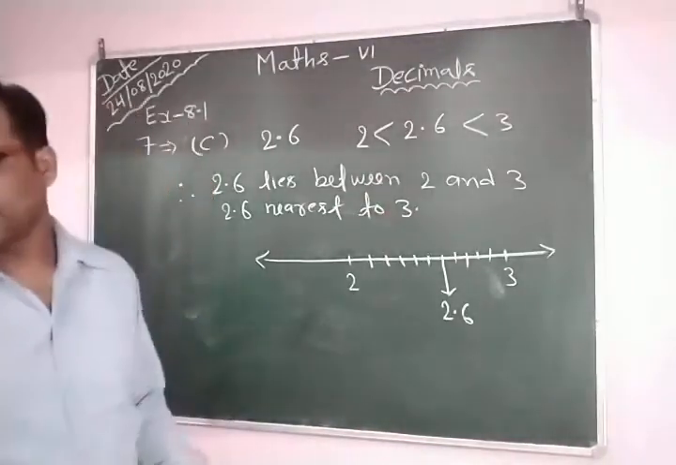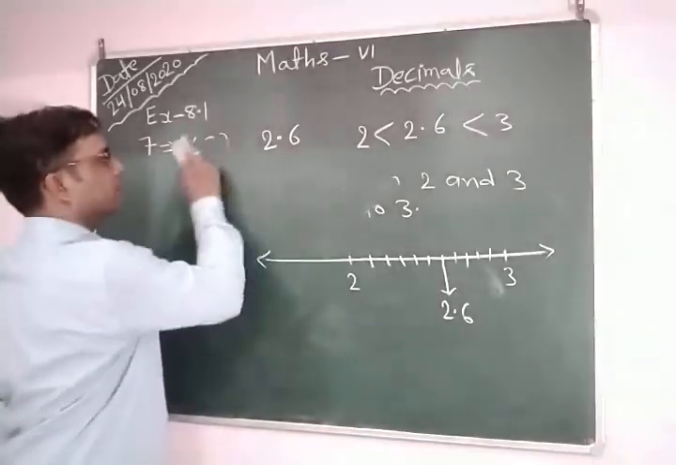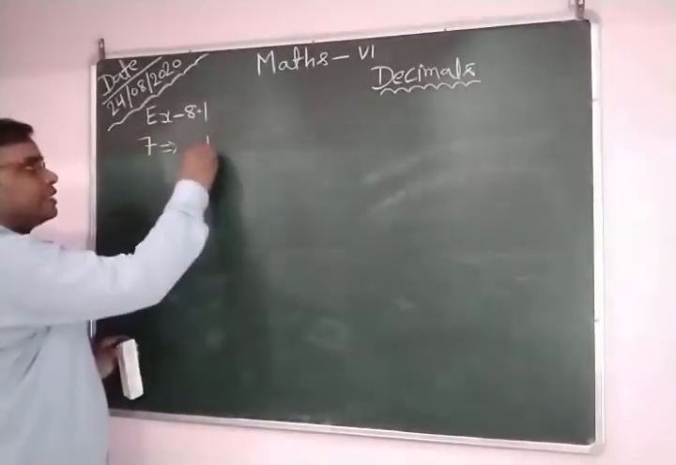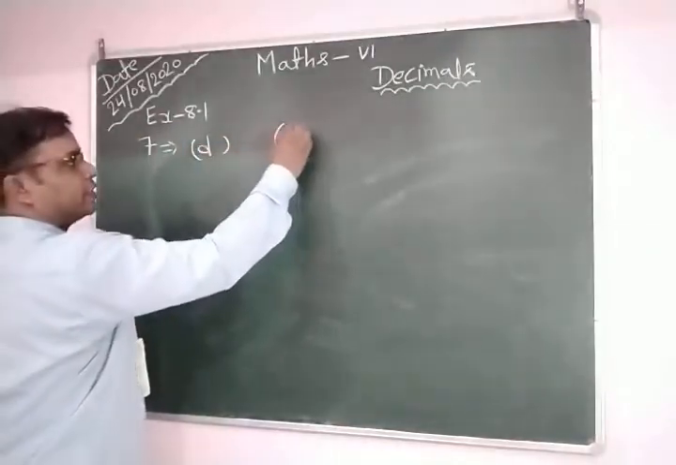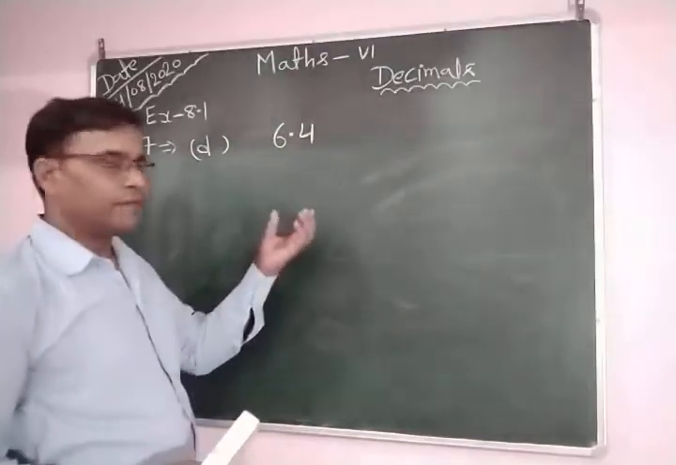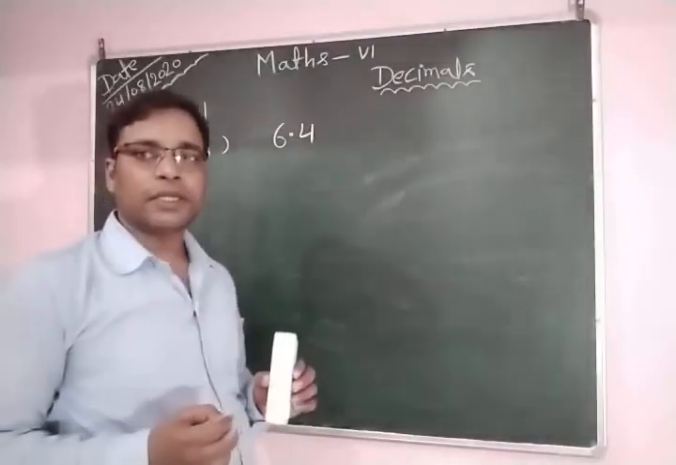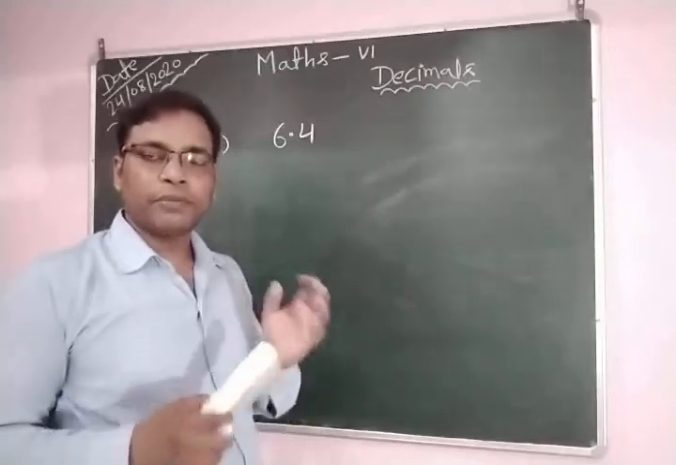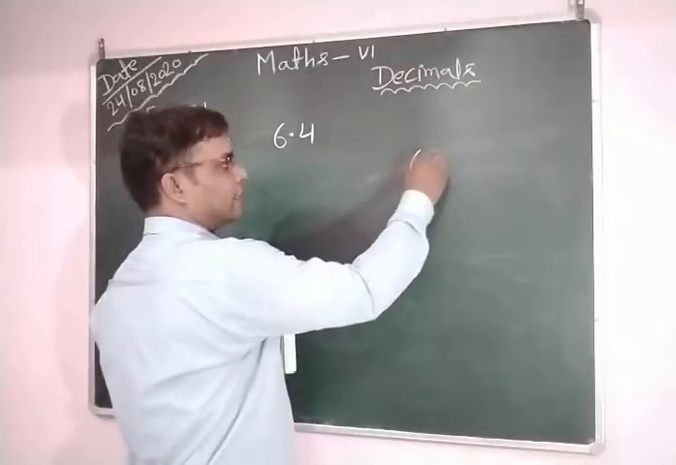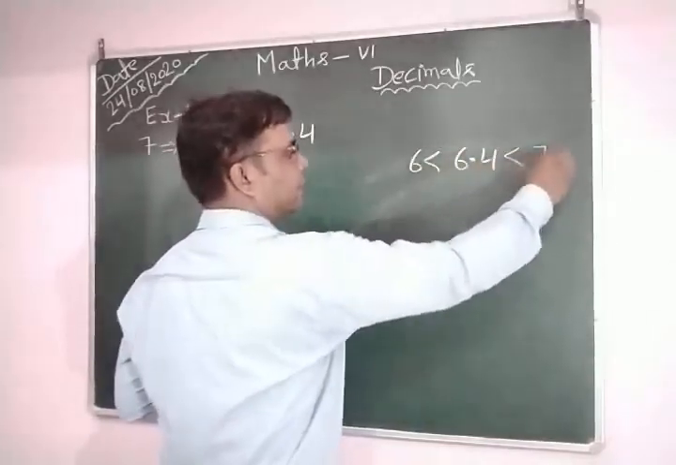Now the next part is 6.4. Okay, so the D part is 6.4. Again, you can see here this is the D part, 6.4. So you can see 6.4 is greater than 6 but less than 7. You can write here greater than 6. 6.4 is greater than 6 but less than 7.